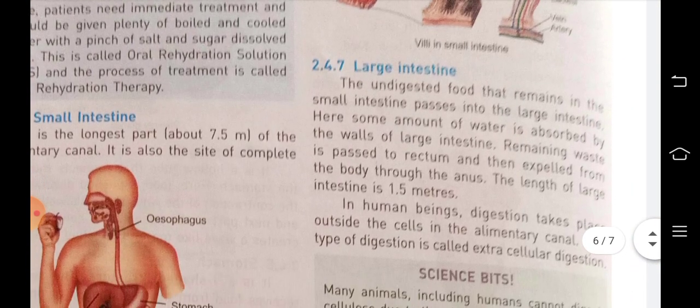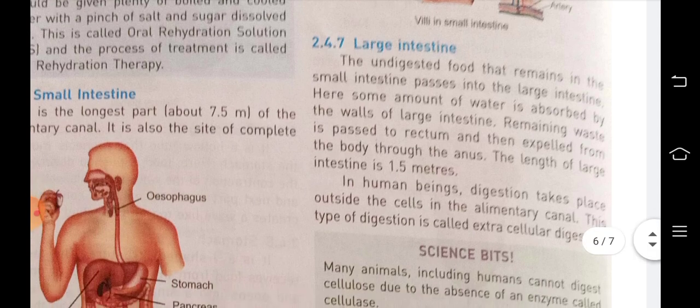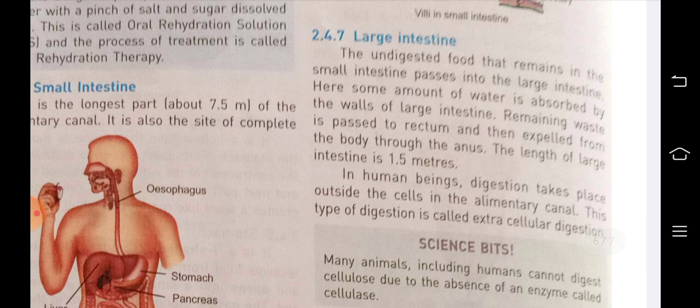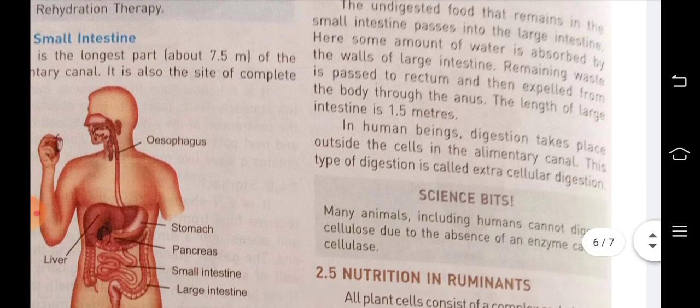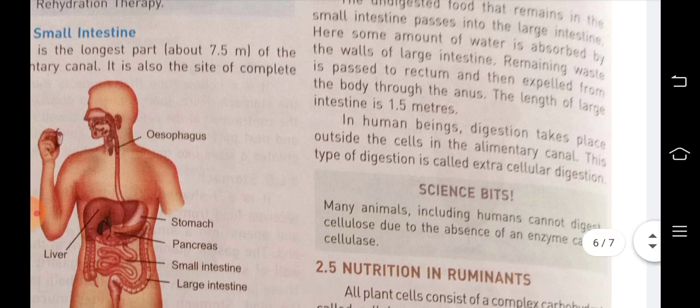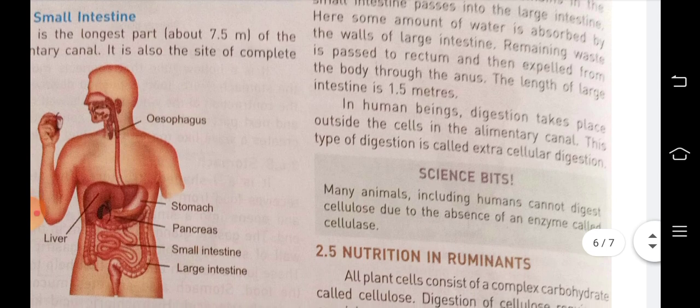And the last part is large intestine, where the undigested food that remain in the small intestine passes into the large intestine, and the amount of water is absorbed by the walls of large intestine. Remaining waste is passed to rectum and then expelled from the body through the anus. And the length of large intestine is 1.5 meter.